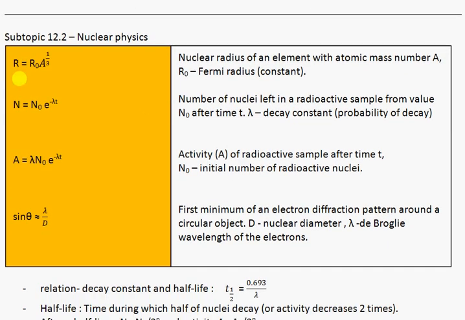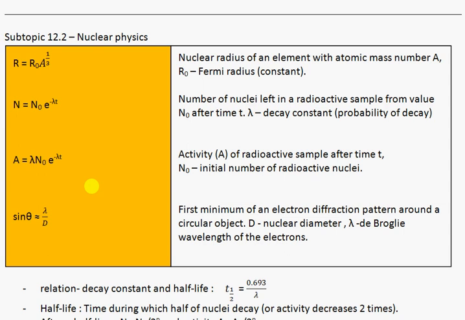Nuclear physics. Formula for the radius of an element with atomic mass number A. R0 is the Fermi constant. Number of radioactive nuclei left after time t. Lambda is the decay constant, or probability of decay. And activity equals lambda times the same expression as the number, so it will also decrease.